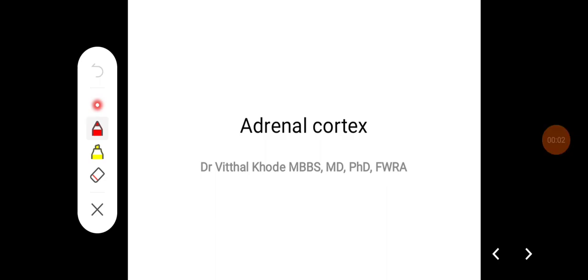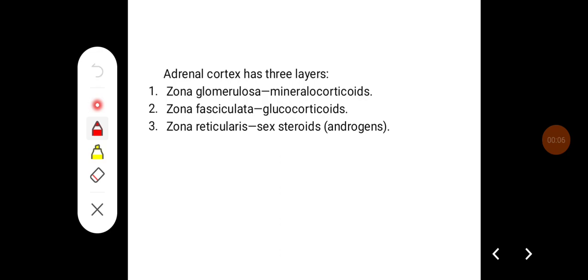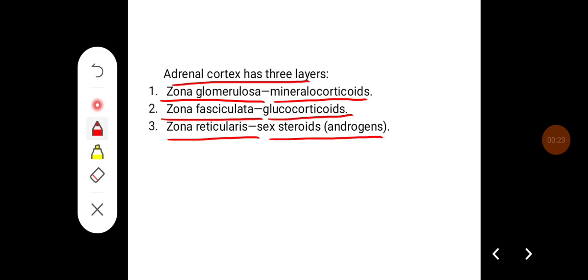Hello everyone. In this class, we'll learn about the adrenal cortex. The adrenal cortex has three important layers, which are called zona glomerulosa, zona fasciculata and zona reticularis. Zona glomerulosa produces mineralocorticoids, zona fasciculata produces glucocorticoids and zona reticularis produces sex steroids, that is androgens.